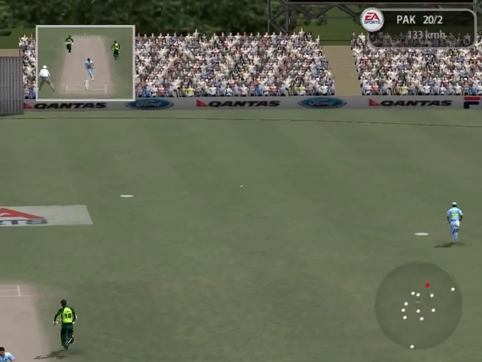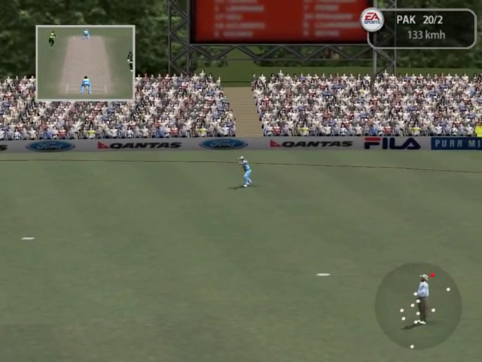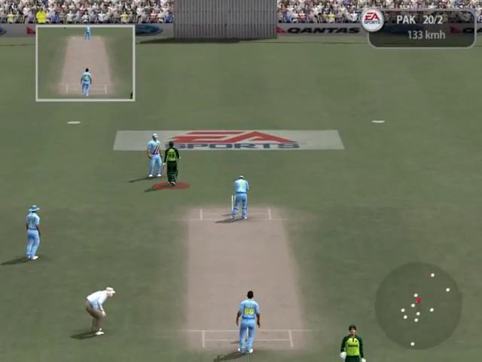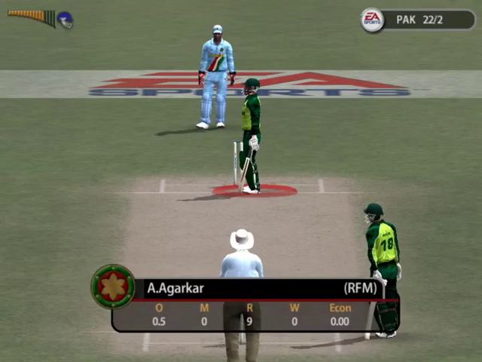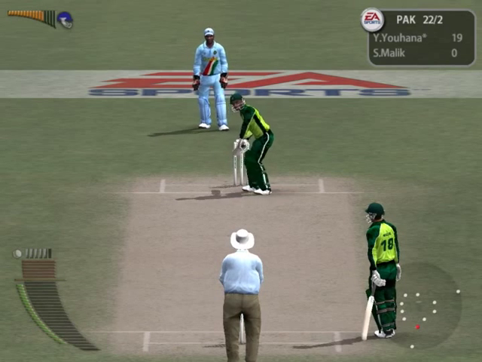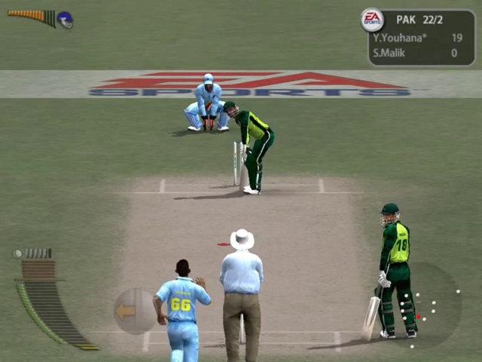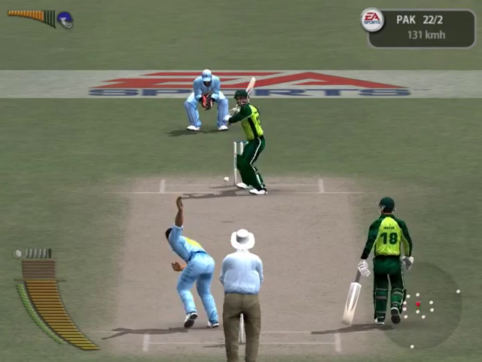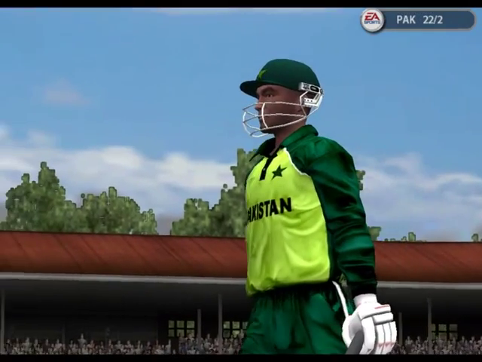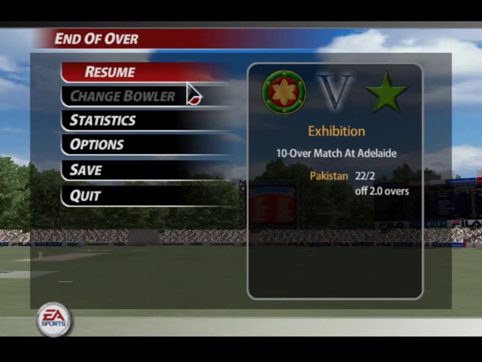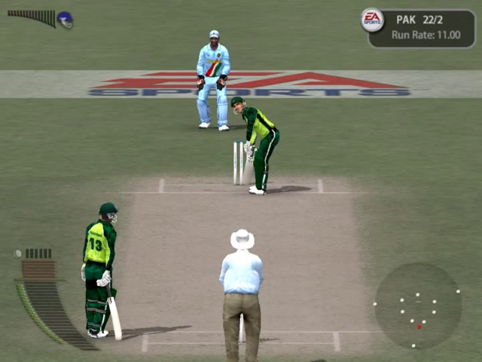Yuvraj Singh is in to shoot. That came off the pads. Yusuf Yuhana facing. I think he'll be okay. It'll sting a bit though. These two have taken their partnership to 21. Khan, the ball to Shoaib Malik.